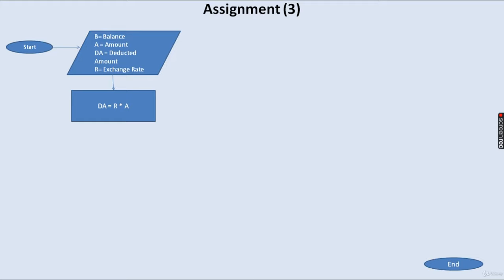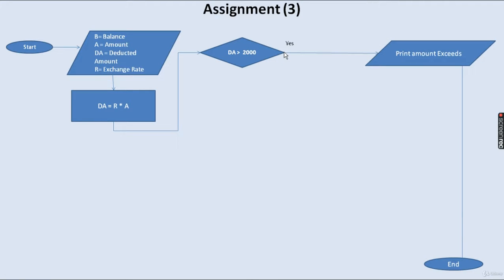Second, we'll calculate deducted amount, which is equal rate times amount. And then after that, I will make a question, deducted amount greater than 2,000, which is the limit per transaction applied by the government. There is no transaction should be done through the ATM more than 2,000 US dollar. So I have to make this check, deducted amount greater than 2,000. If yes, then print out exceeds the limit and end the program.